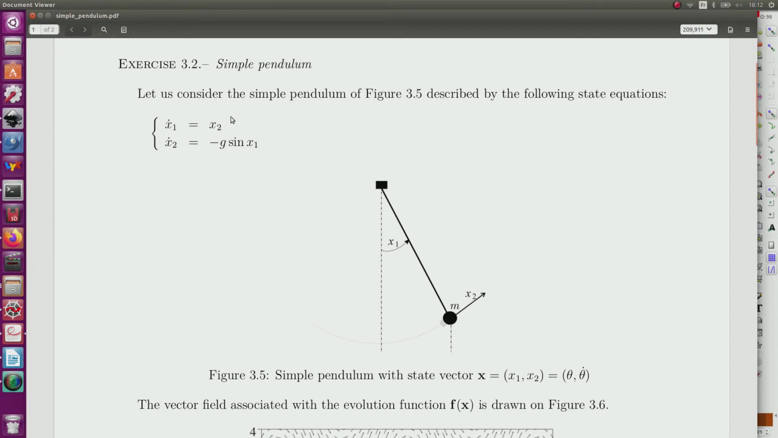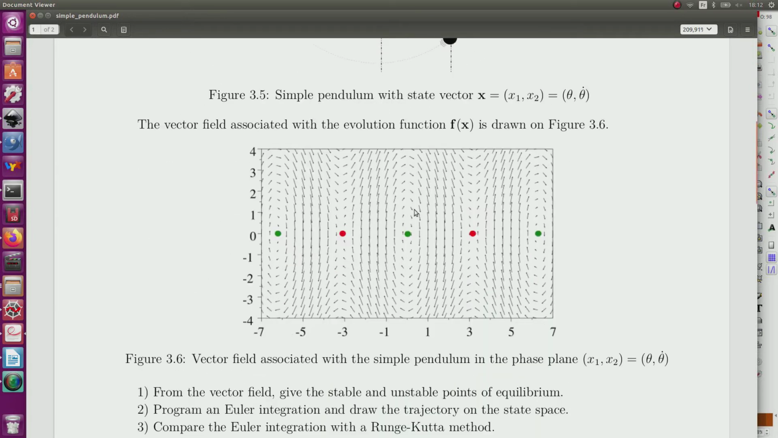Simple pendulum. In this exercise, we have a simple pendulum with a mass, the angle x1 between the rod and the vertical, and the rotation speed x2. We'll assume that the state equations of the pendulum are given here. And from the vector field given here, we have to find the stable and unstable equilibrium points.